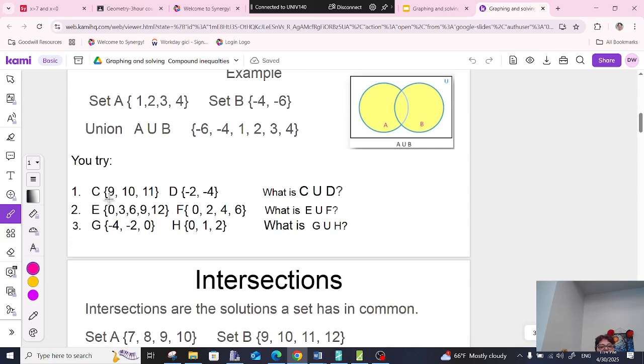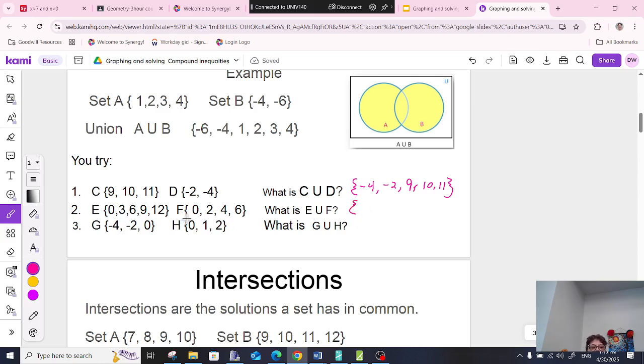So what would be the union of this one? 9, 10, 11, and -2 and -4. Usually you write these in increasing order. So basically, from least to greatest, and you don't repeat numbers if there is one that's repeated. So I would do -4, I would do -2, and then 9, I almost skipped 9, 10, and 11, right? Okay, so same thing here.